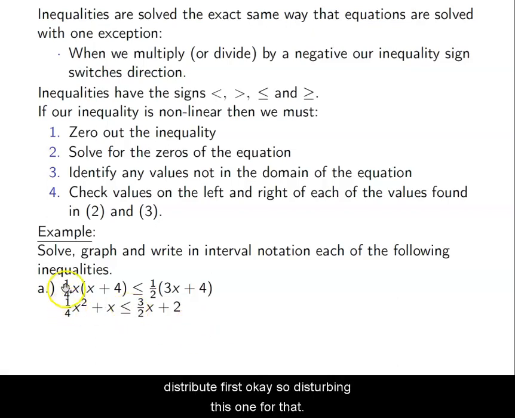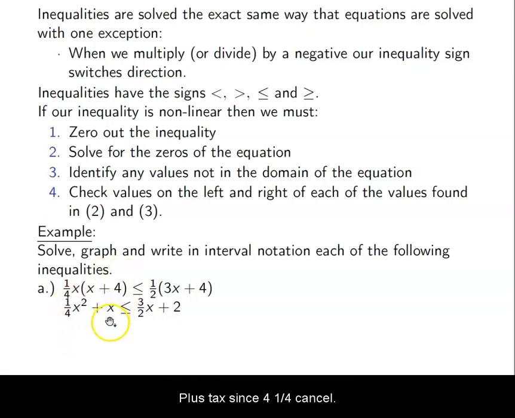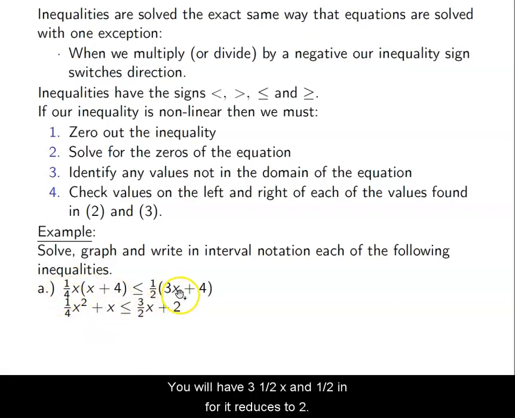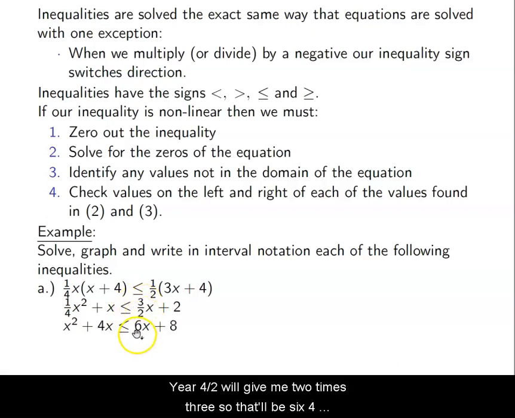Okay, so distributing this 1/4 x gives me 1/4 x squared plus x, since 4 and 1/4 cancels to 1. Here we'll have 3/2 x, and 1/2 and 4 reduces to 2. Okay. Now I can clear out my fractions. I can multiply everything by that LCM of 4. So here I will get x squared plus 4x. Here 4 over 2 will give me 2 times 3, so that'll be 6x. And then 4 times 2 is 8.